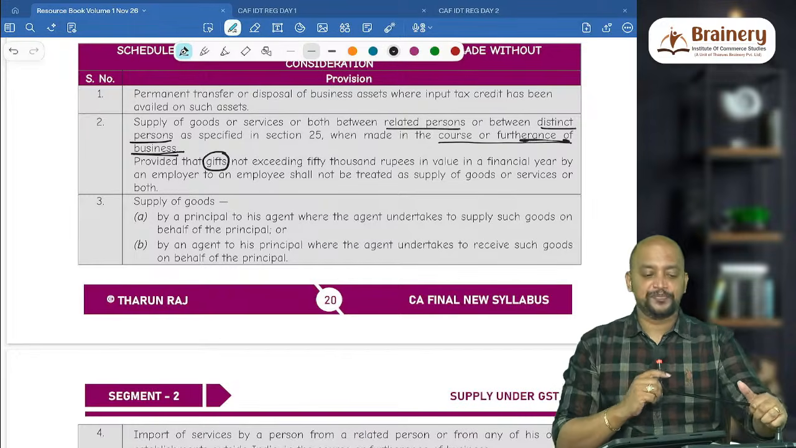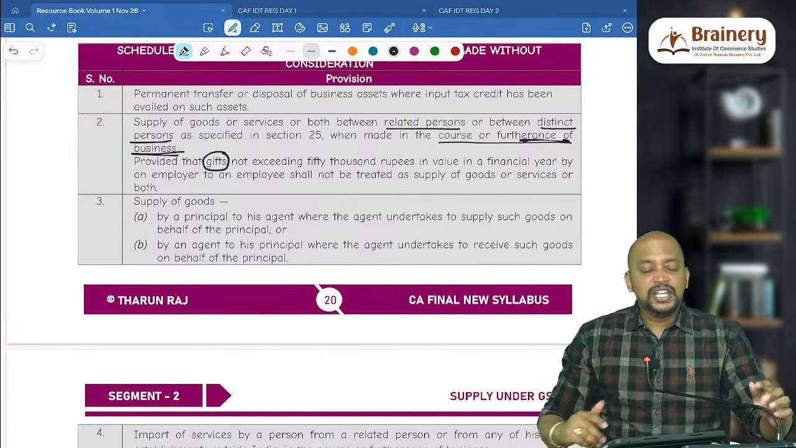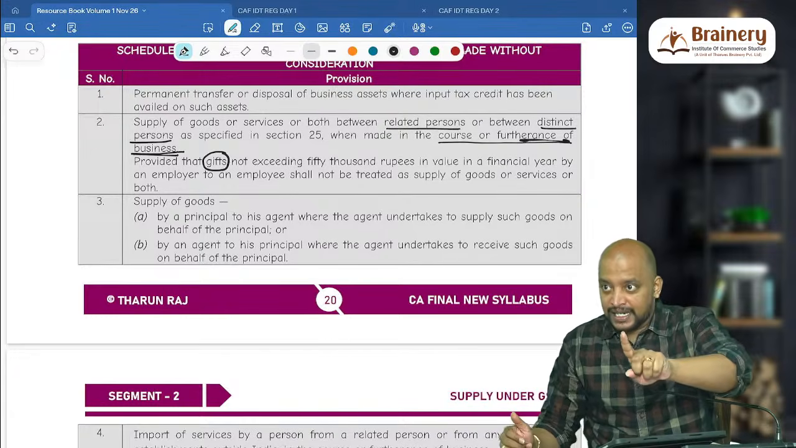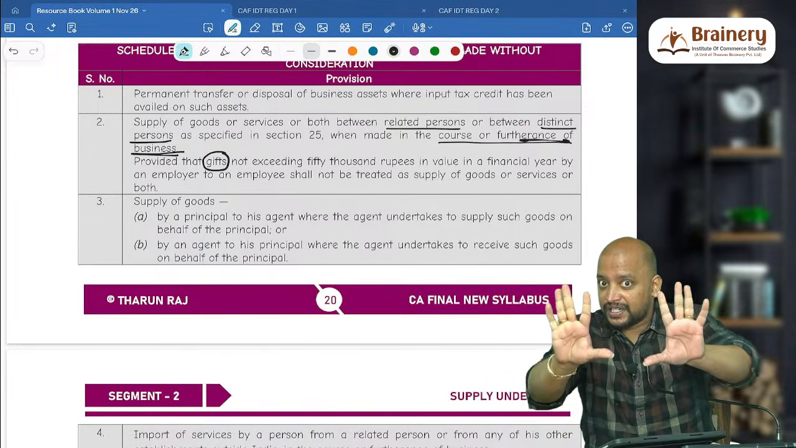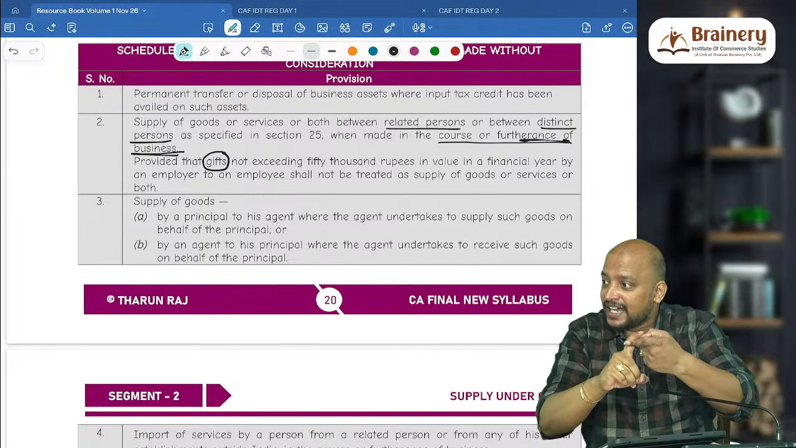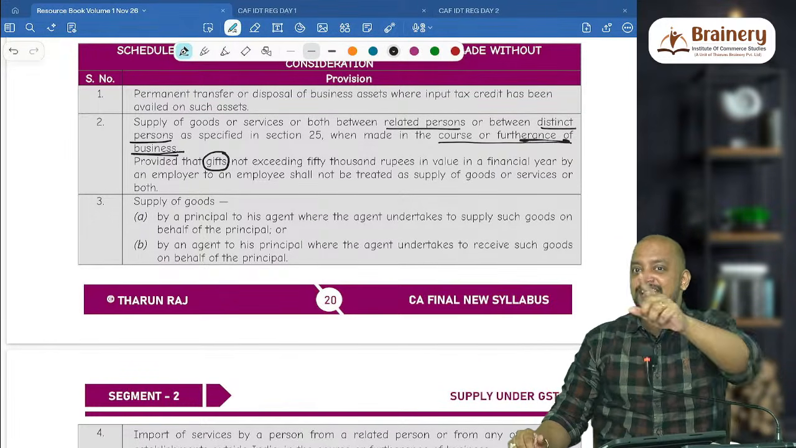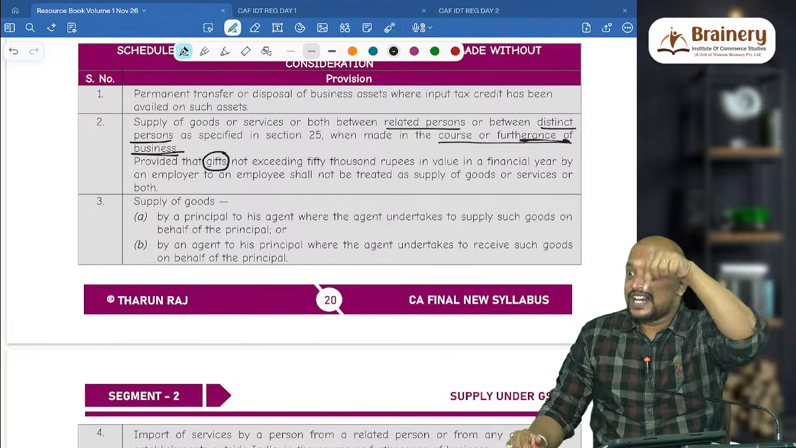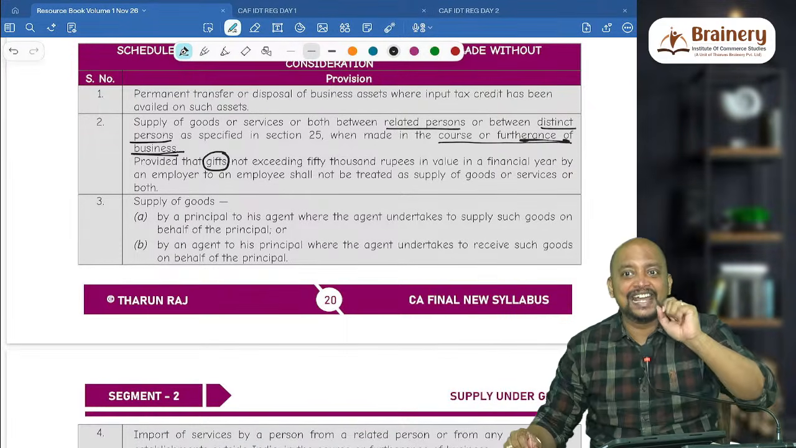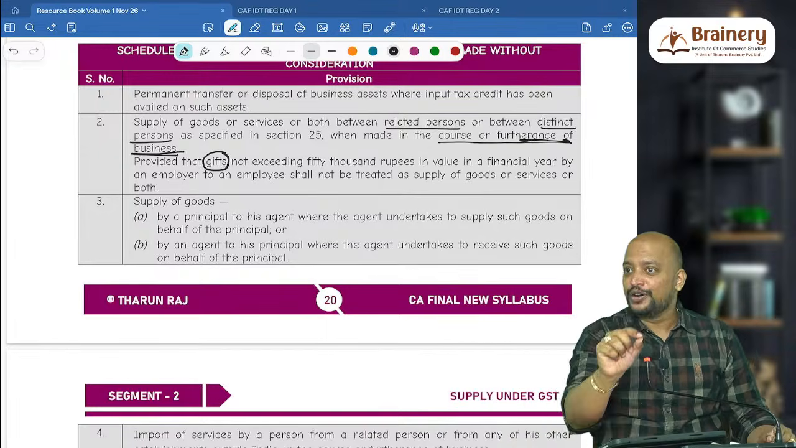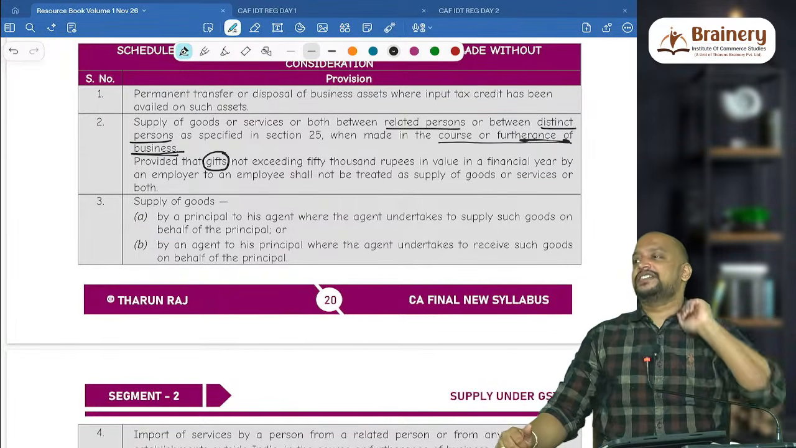I'll tell you why. Say one car is given to the employee. If the car is given to the employee as a gift and it becomes supply, please listen, they can take ITC, even though it's a blocked credit. Car is a blocked credit, but we have one exception. If it is covered under further supply, they can take ITC. Suppose they are showing it as perquisite, they cannot take ITC, it's a blocked credit.